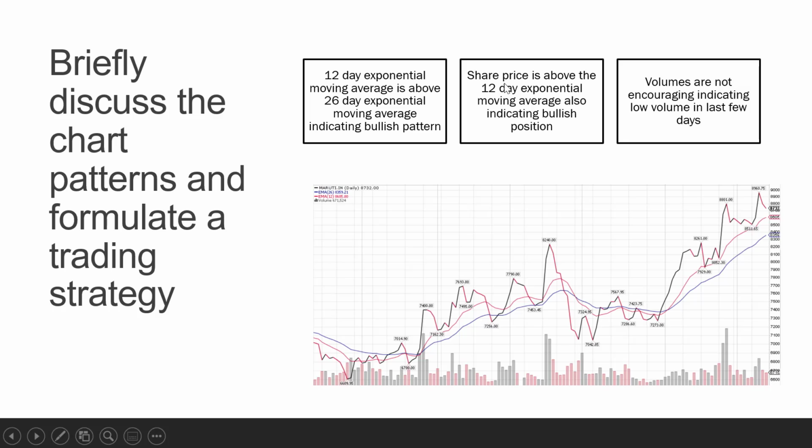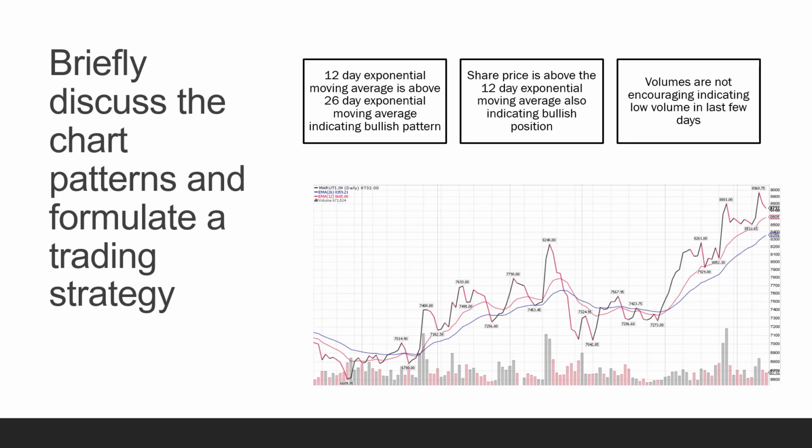The second confirmation is the share. Can you read, Nikita, here? Share price is above the 12-day exponential moving average, also indicating bullish position. So now the share price is itself above the 12-day moving average, which is confirming a bullish position, isn't it? So the two indicators are telling you that the stock is on an up move. Then Nikita, can you read the third box?